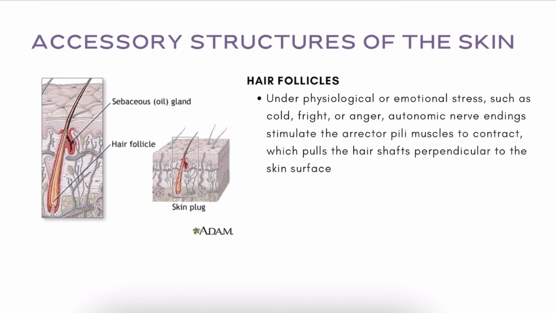So we have the hair and hair follicles, which are present on most surfaces except the palms, the anterior surfaces of fingers, and the soles of the feet. These are composed of dead keratinized epidermal cells, and genetics will determine the thickness and distribution. So as you can see, it is affected by physiological or emotional stress, and this event is called your goosebumps or your goose flesh.